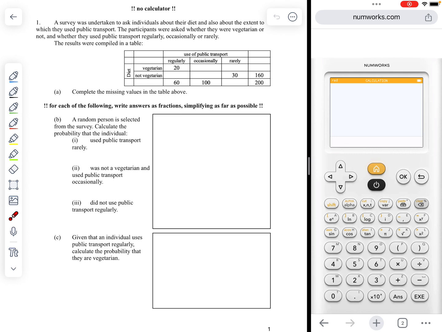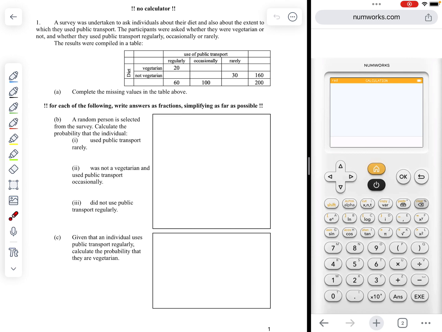So we have the options of vegetarian or not, and across the top the levels of use, the extent to which they use public transport, with some totals in place here and here. We can see the 200 is the overall number of people surveyed. A, complete the missing values. So there are various orders in which this can be done.